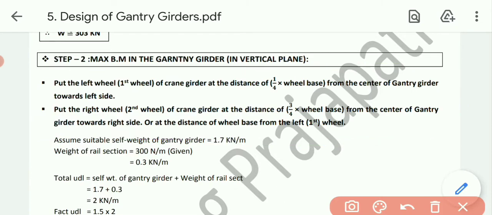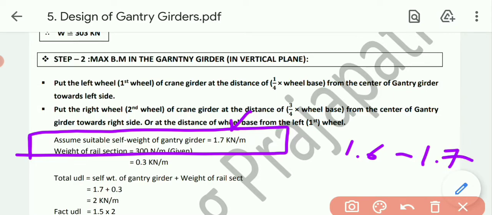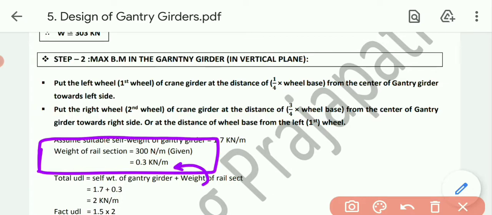Now we need to calculate the UDL. For that, assume a suitable self-weight of the gantry girder, that is usually assumed as 1.6 to 1.7 kilonewton per meter. Right now I have assumed 1.7 kilonewton per meter. Then the weight of the rail section, that is given to us in the data, 300 newton per meter. Let's convert it into kilonewton per meter, multiply by 10 raised to minus 3, so 0.3 kilonewton per meter.